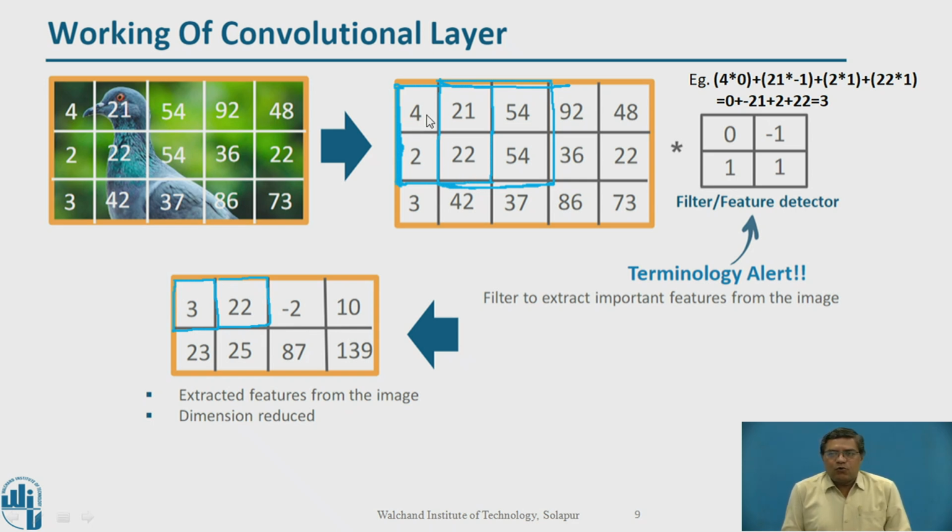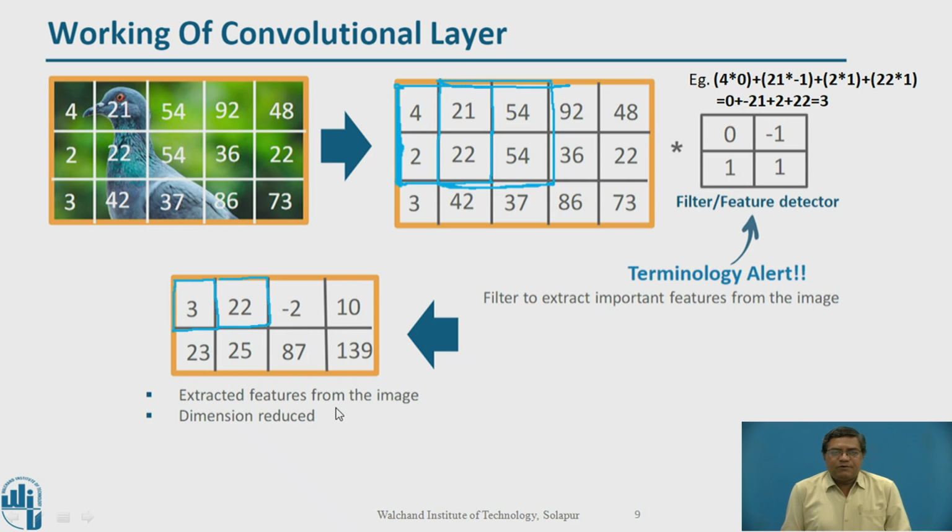So 4 into 0, the answer is 0. 21 into minus 1, minus 21. 2 into 1, 2. 22 into 1, 22. So the answer is 3. It means that this region is reduced to a single pixel value, that is 3. In this way we can scan the other regions by moving forward by one column or by one row, and reduce this given matrix into the feature map.